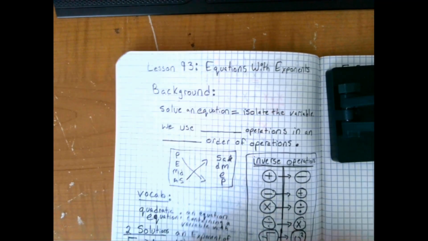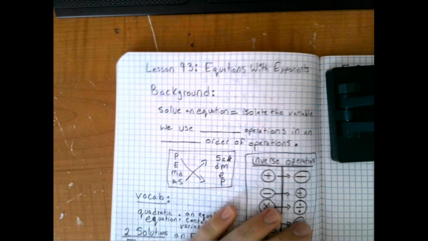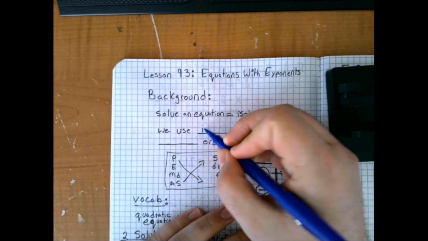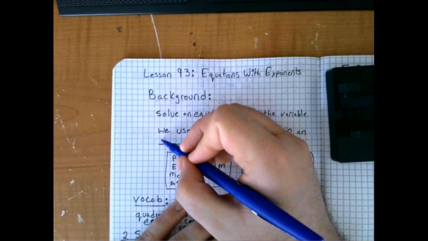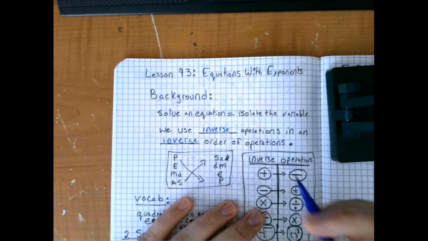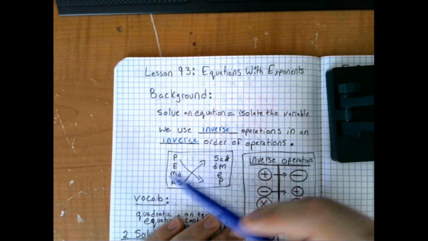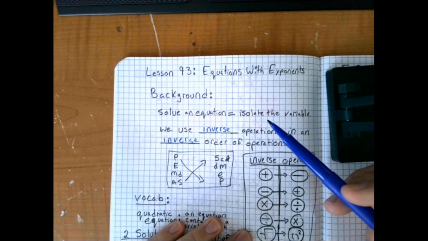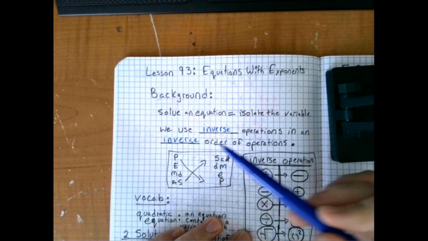Now, if you are looking at the bottom right hand corner of the screen right now, you'll know what kind of operations we're going to be using in order to solve these equations. We're going to be using inverse operations, in an inverse order of operations. So we're going to take that original order of operations, PEMDAS: parentheses, exponents, multiplication, division, addition, and subtraction, and switch it over to SADMEP: subtraction, addition, division, multiplication, exponents, and parentheses. We're going to get those variables by themselves.